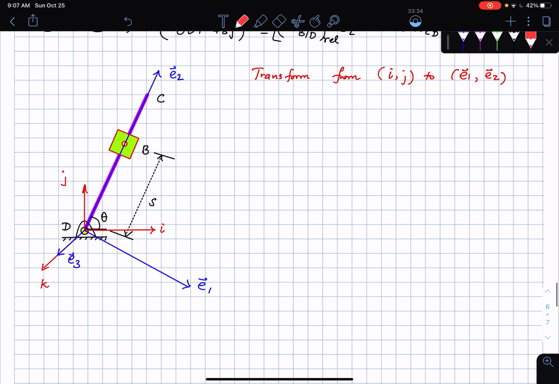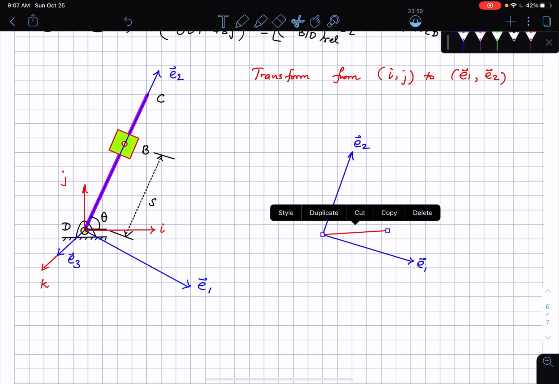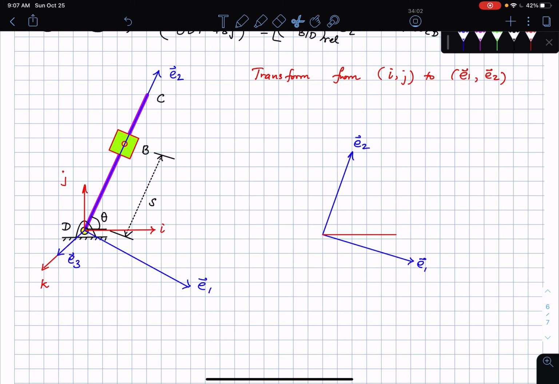The first step is I pin the coordinate frames together. So I'm going to draw my E1 and E2 coordinate frame this way. So this is E1, this is E2, and then I have my IJ coordinate frame drawn this way. This is going to be the I direction, hopefully horizontal, and this is going to be the J direction. Then I write down the information that I know. The angle theta is given to me right down here.